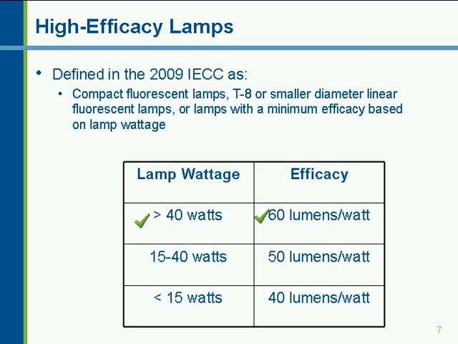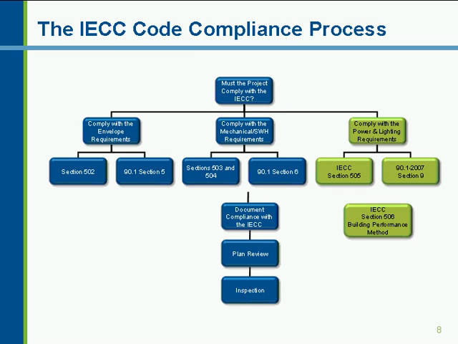And what you'll find is that most fluorescent products will meet this. There will be some T12 products that won't. So you may have to be careful there when you're looking at what sources are used in your dwelling units.